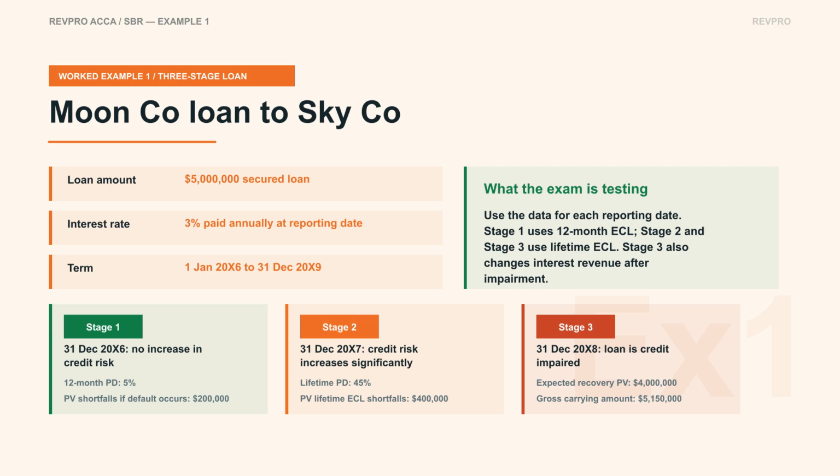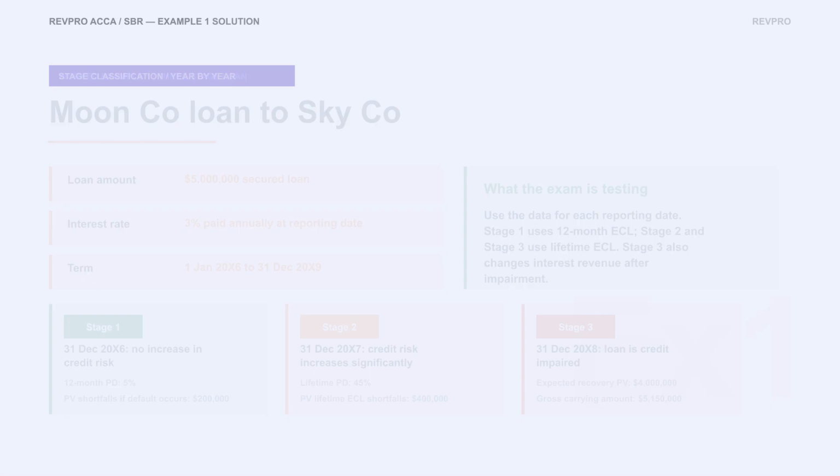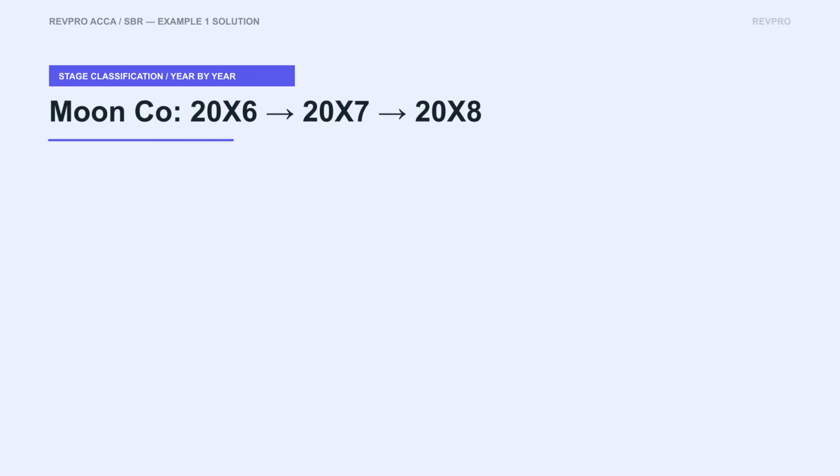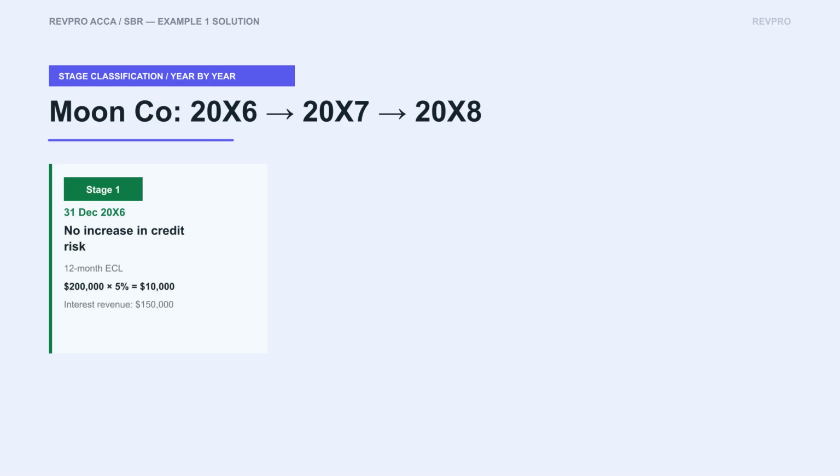At 20x7, credit risk has increased significantly. Lifetime probability of default is 45%, and lifetime shortfalls are $400,000. At 20x8, the loan is credit impaired. Expected recovery is $4 million, and the gross carrying amount is $5.15 million.